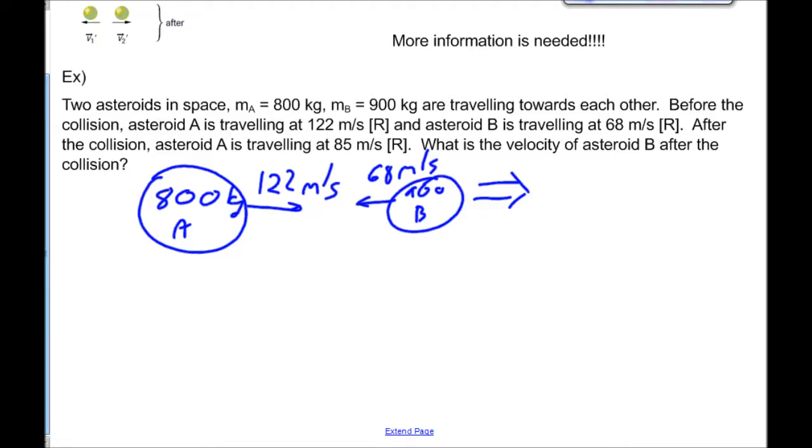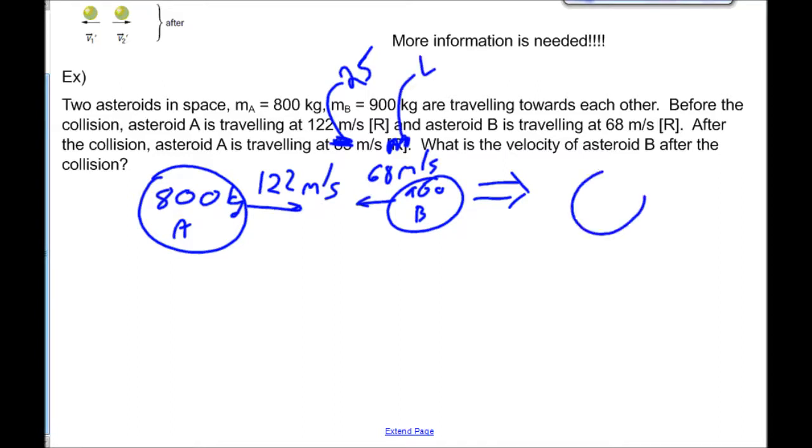Oh, let's fix that right now, guys. Sorry, that's not 85 meters a second. That's 25 meters a second. So afterwards, I have A traveling at 25. Oh my goodness, I made a lot of typos here. 25 meters per second to the left.